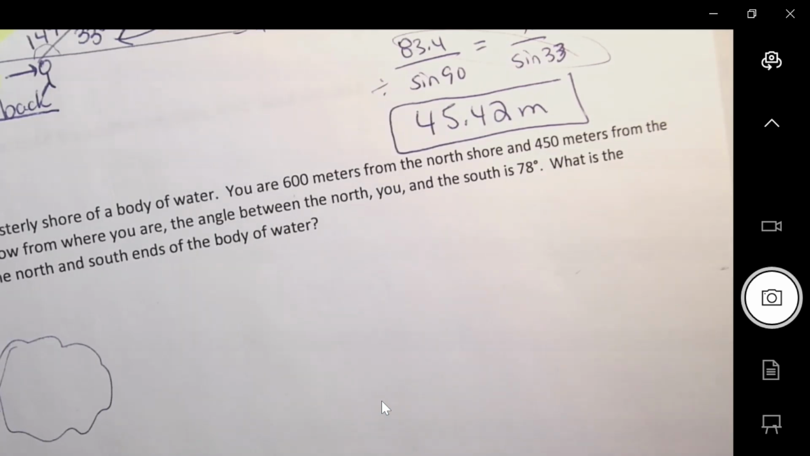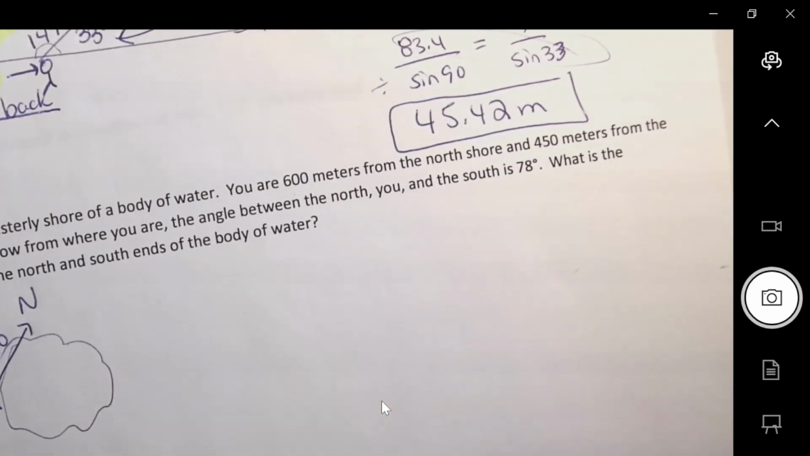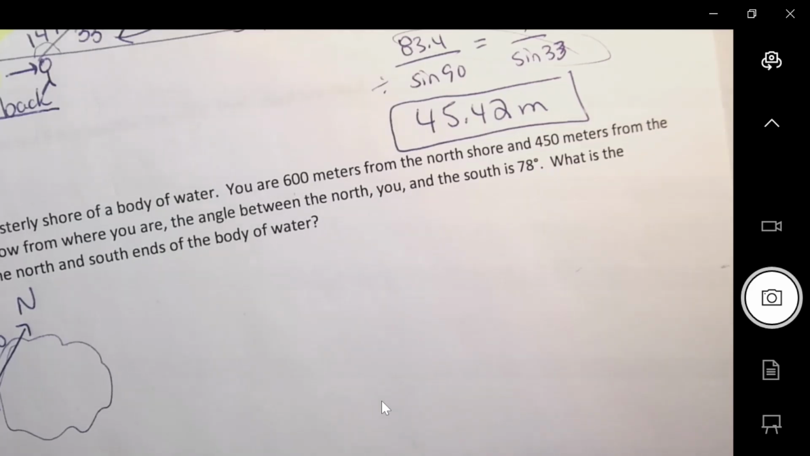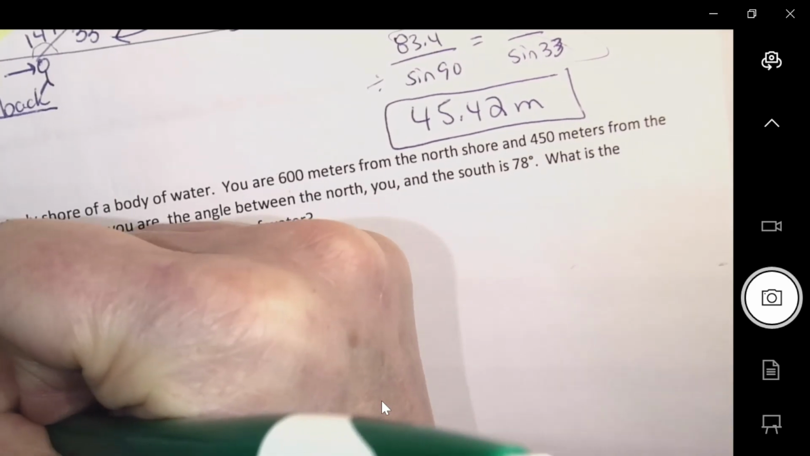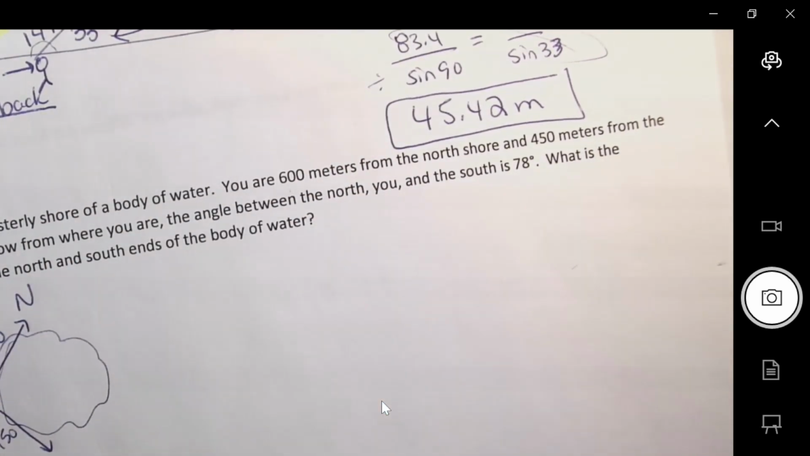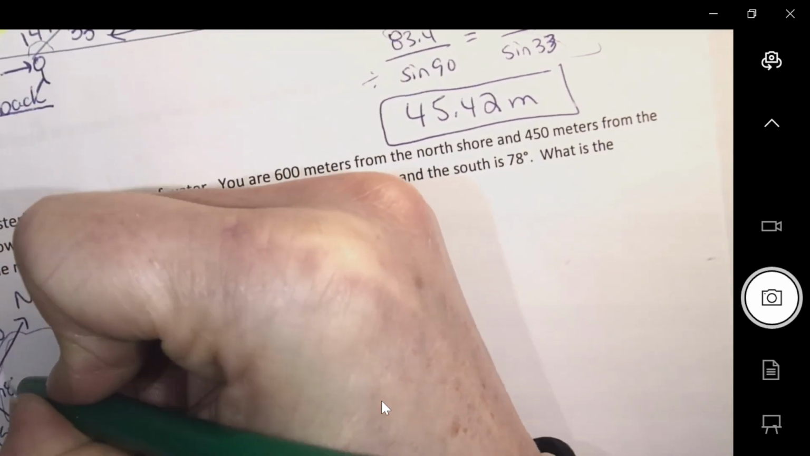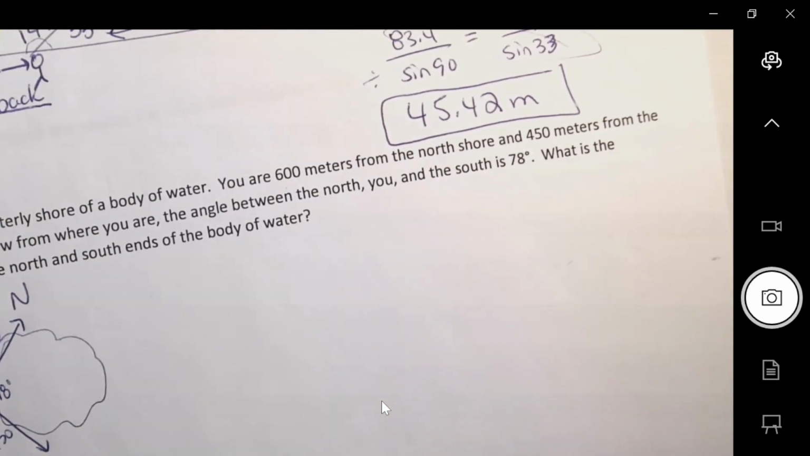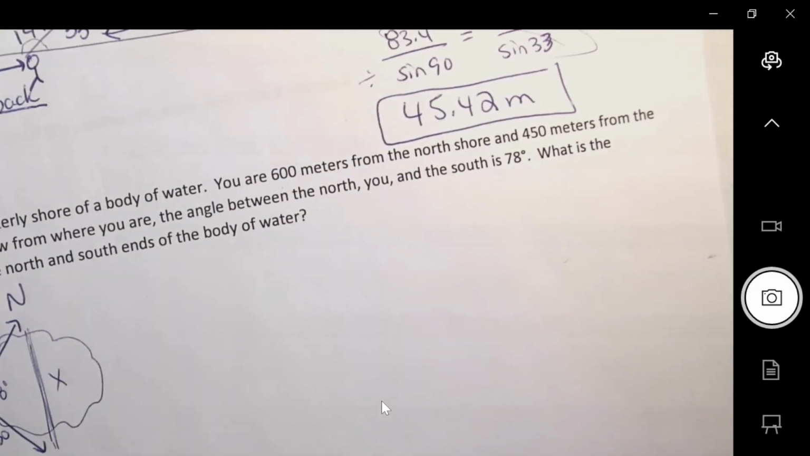Now you are 600 meters from the north shore. So from the north shore, you are 600. From the south, you're 450. And then you know that from where you are, the angle between the north and you and the south is 78. So what's the distance between the north and south?